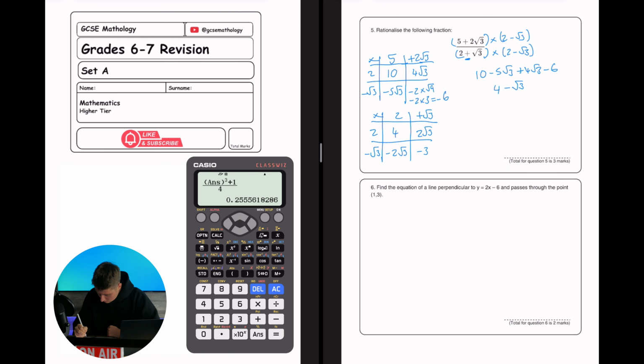So we write these terms in the middle out in a line. We've got 4 plus 2 root 3 minus 2 root 3 minus 3. So 4 minus 3 is 1. And then 2 root 3 minus 2 root 3 cancel to give us 0. So this is over 1. So 4 minus root 3 over 1 is just 4 minus root 3. So that is our final answer for question 5.